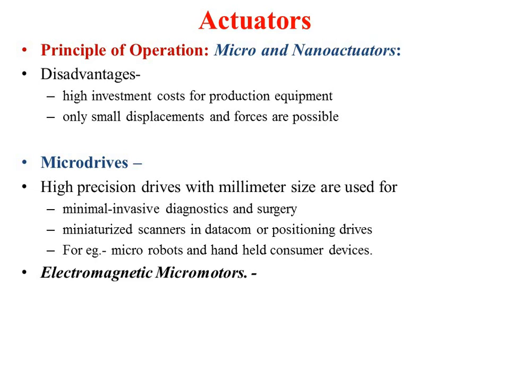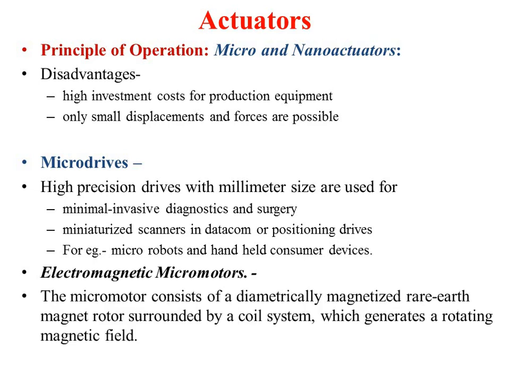So the first micro drive that we are going to study is an electromagnetic micromotor. It is working on the principle of electromagnetism, but it is a micromotor. That means you are manufacturing the motor with very small dimensions. The micromotor consists of a diametrically magnetized rare earth magnet rotor surrounded by a coil which generates the rotating magnetic field. We'll see the structure also so that you can understand how small it is.